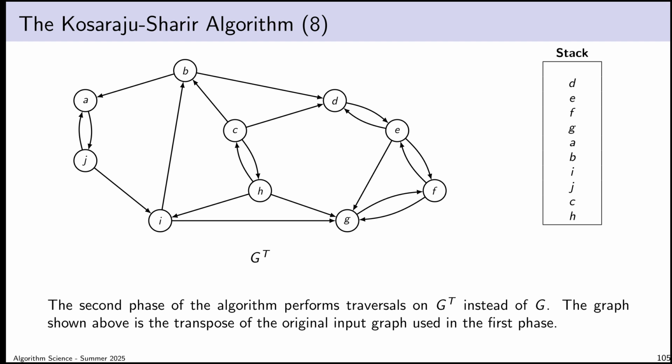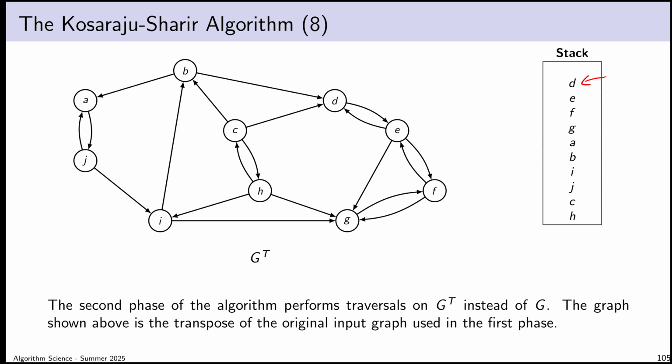In the second phase, I switch over to G transpose, and I mark all vertices as unvisited, and I'm going to do another series of traversals, also visiting all vertices, except this time, I'm not just going to go in an arbitrary order, I'm going to use the stack. I'm going to go down the stack. So I'm going to start, for example, with a traversal at vertex D.